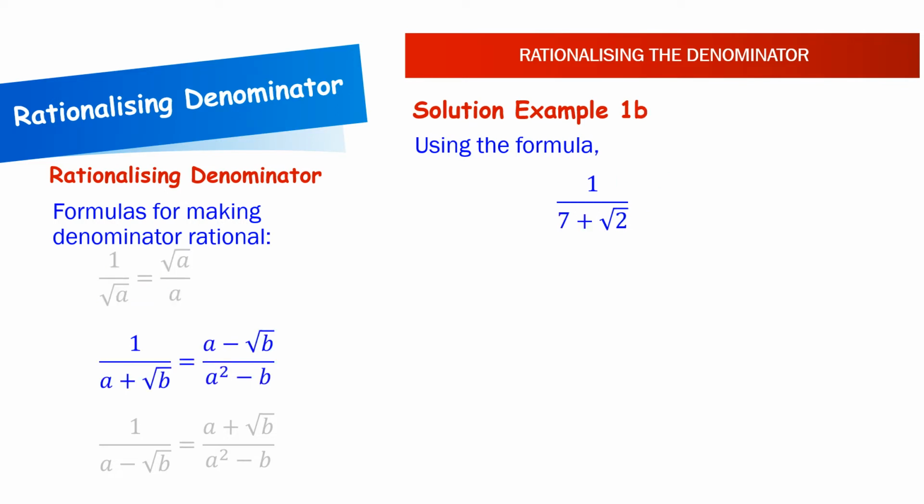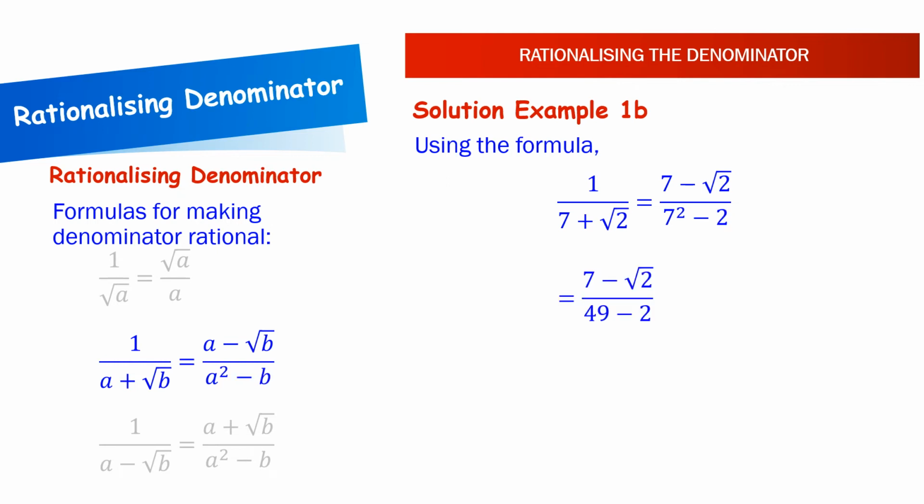Now let's have a go at example 1b. We are required to rationalize the denominator of 1 divided by 7 plus root 2. Clearly we're required to use the second formula. 1 divided by a plus root b equals a minus root b all over a squared minus b. In this example, as you can see, a will be equal to 7 and b will be equal to 2. So plug in a equals 7 here and here, and b equals 2 here and here.